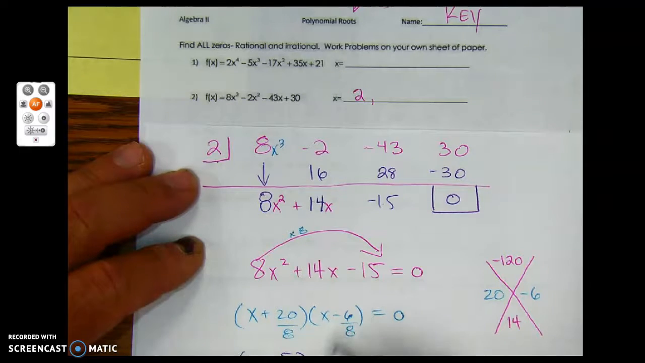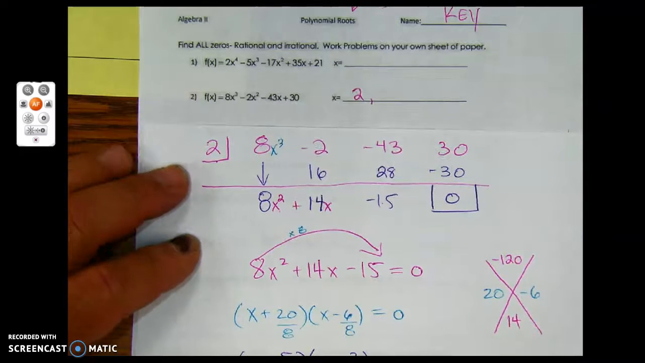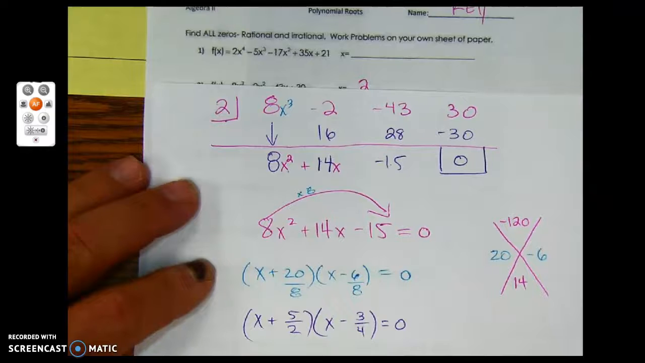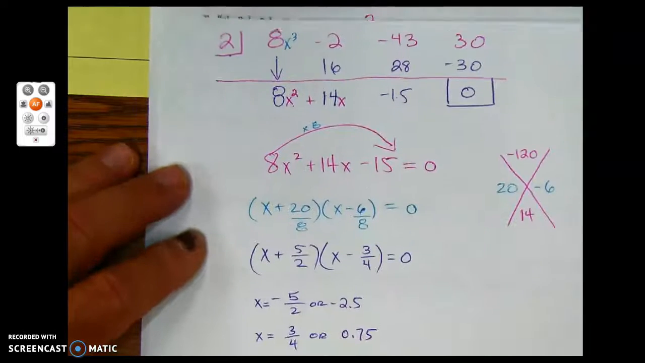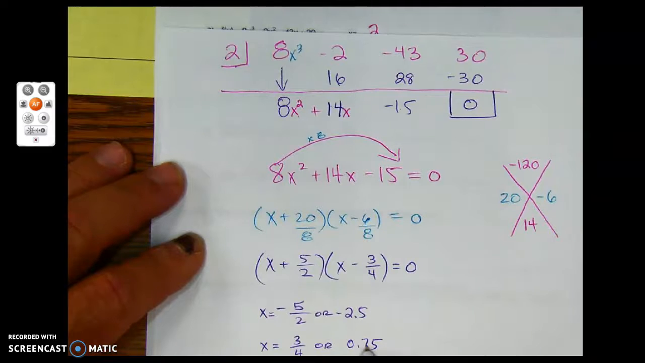And 6 over 8, I know that's equal to 3 over 4. Okay, so now I know my last two zeros. Negative 5 over 2, or in other words, negative 2.5, and x equals positive 3 over 4, or 0.75. And if you go back and look at your notes, these were our other two zeros.